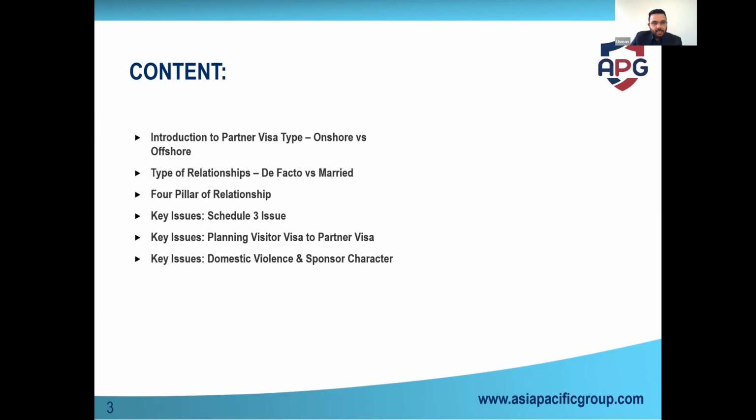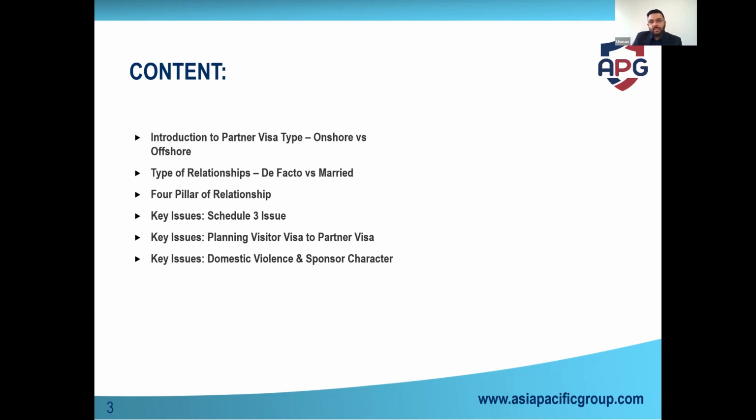Then we'll discuss some of the key issues which are very common, that we get every day, such as Schedule 2 criteria, in which a person is illegal or doesn't have the right visa. We'll discuss that. And then there are issues around planning the visitor visa as well. Sometimes your partner is offshore, let's say in the Philippines, and you want to bring them to Australia. There are a couple of options, whether you go for a visitor visa first or the partner visa first. That's something we'll discuss in that part.